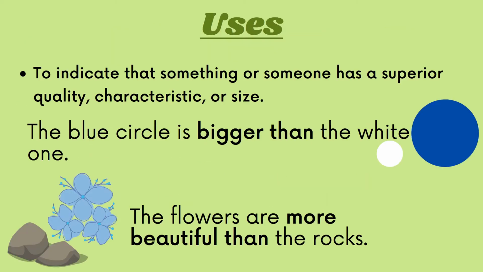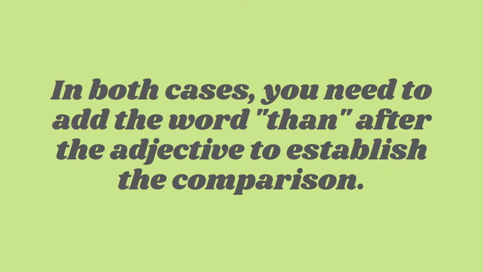Now we are going to see some of the uses of the comparatives. One of the uses is to indicate that something or someone has a superior quality, characteristic, or size. For example, the blue circle is bigger than the white one. Or the flowers are more beautiful than the rocks. As you can see, in both cases, whether it's a short word or a longer word, you need to add the word than after the adjective to establish the comparison.